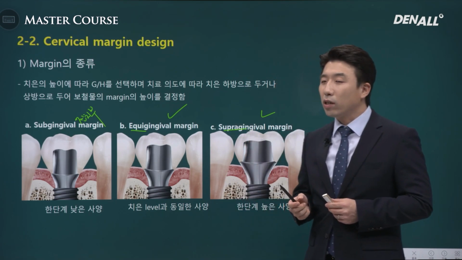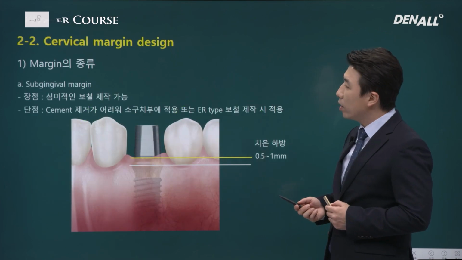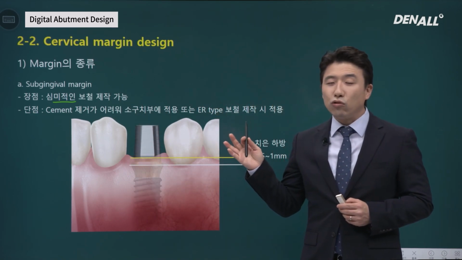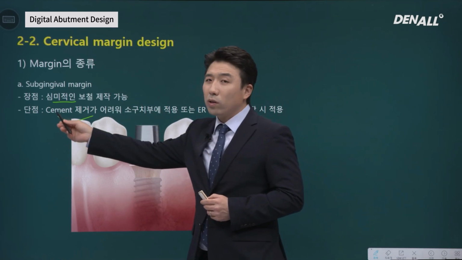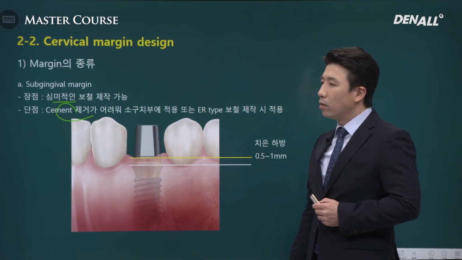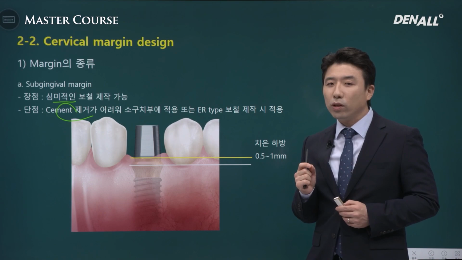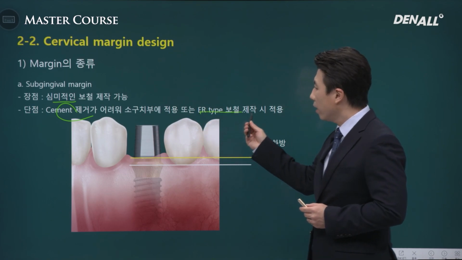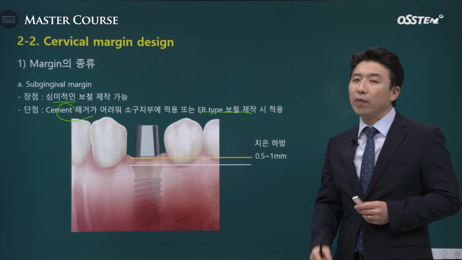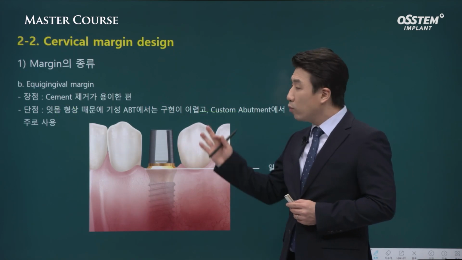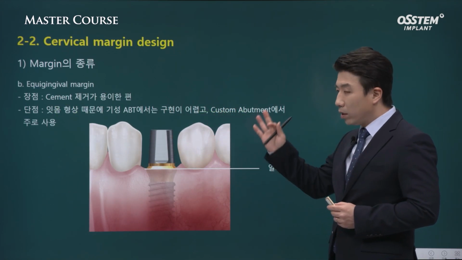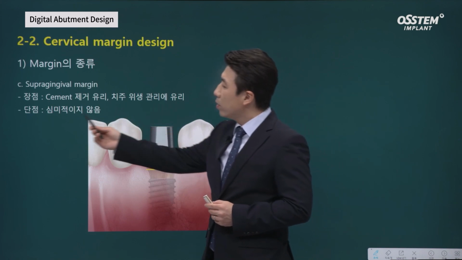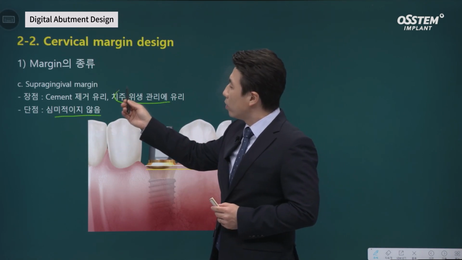In the aesthetic zone, a subgingival margin should be provided. There is a major downside to it. It's extremely difficult to remove excess cement. We need to remove cement properly in order to prevent any inflammation. In the case of ER type, if you provide a subgingival margin, the cement does not come down significantly, so it's a benefit. And in most cases, an equigingival margin is chosen. This is used for most cases. As for the supragingival margin, it's not aesthetic, but as mentioned before, it has many advantages in terms of hygiene maintenance. Where this plays an important role, you need to choose a supragingival margin.